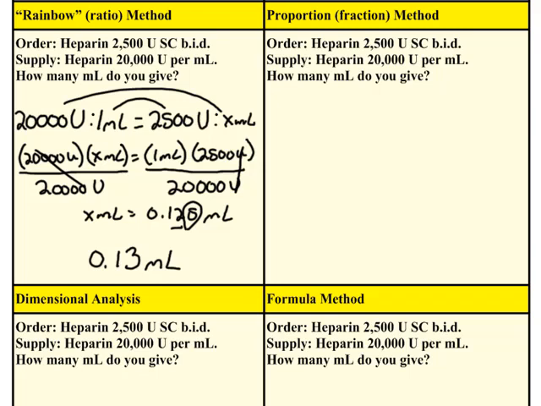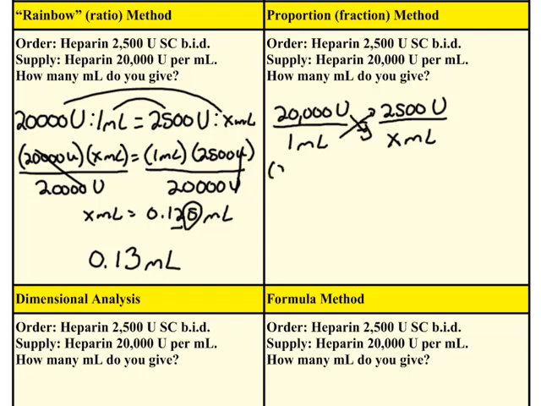We can do the same calculation using the proportion method. We will first set up a fractional proportion that shows the relationship between units and milliliters. We know we have 20,000 units in every 1 milliliter. We need to administer 2,500 units, and we need to find out how many milliliters that's equivalent to. To solve for x, we will cross multiply 20,000 units times x milliliters equals 1 milliliter times 2,500 units.